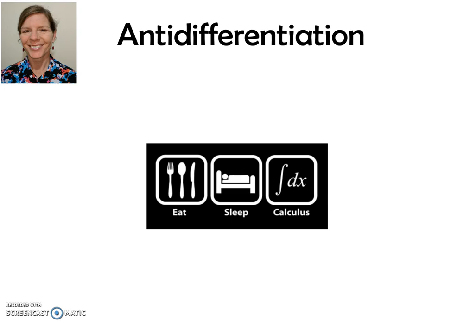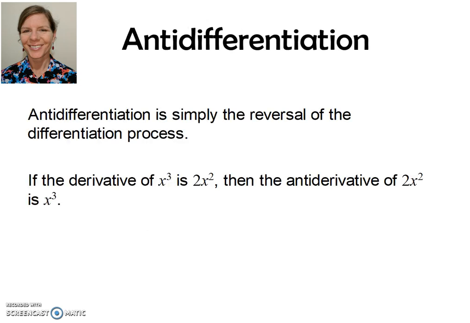So sometimes you need to differentiate, sometimes you need to anti-differentiate. It's not nearly as complicated as it sounds. You'll probably have more trouble spelling it than actually doing it. Anti-differentiation is simply the reversal of the differentiation process. So if the derivative of x cubed is, oh, that should be 3x squared, excuse my typo, is 3x squared, then the antiderivative of 3x squared is x cubed.